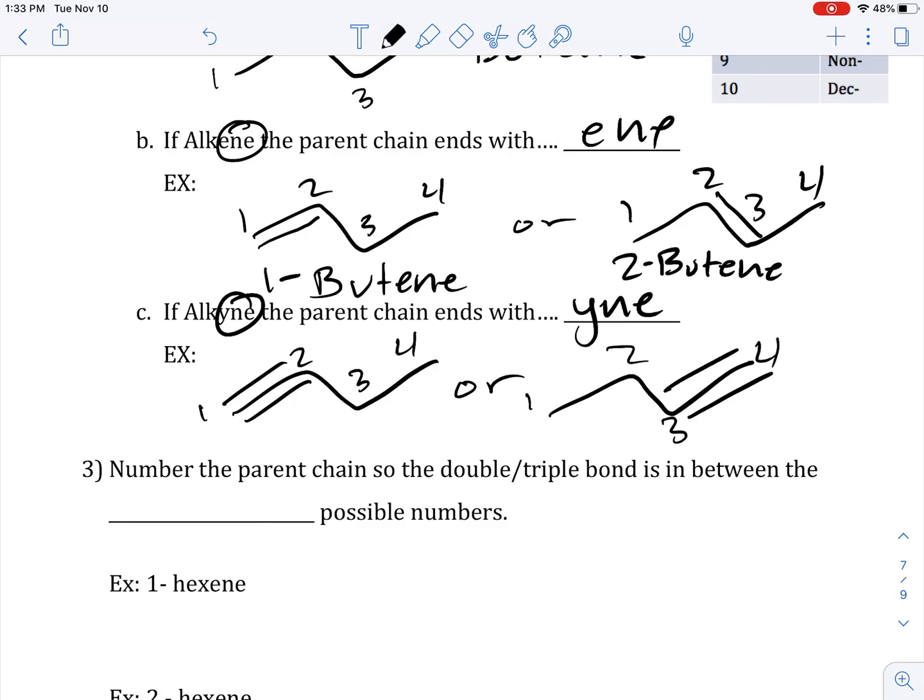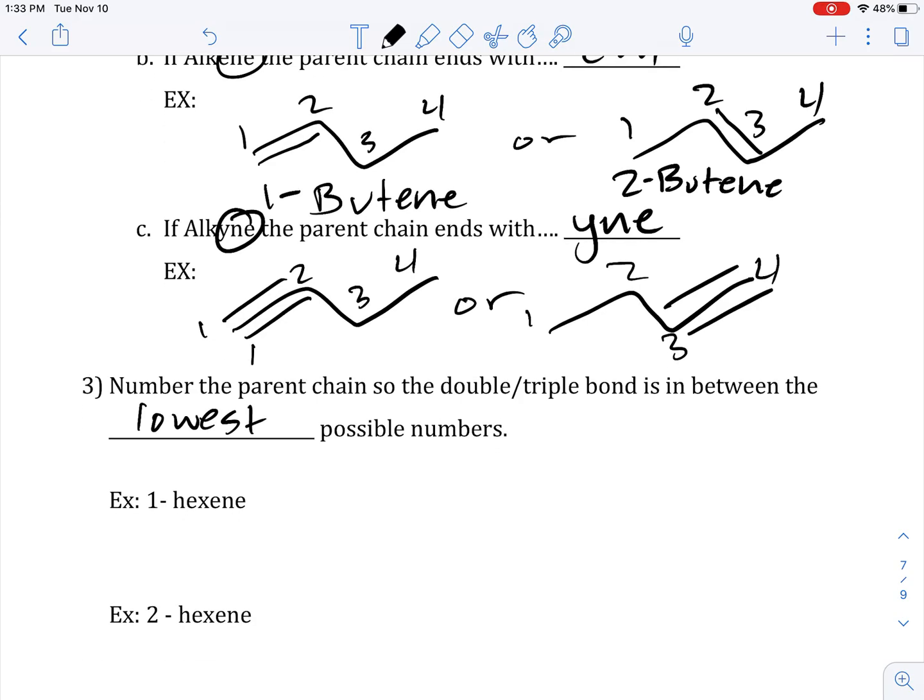And this is the last part. Name the parent chain of the double or triple bonds between the lowest possible numbers. So this one I'm going to put 1 because that's the lowest number. 4 carbons is but, yne, because it's a triple bond. And then here you're probably thinking it's 3 butene, right? The lowest possible number. But what about if I numbered it from the opposite direction? What if I numbered it 1, 2, 3, 4? Does that matter?